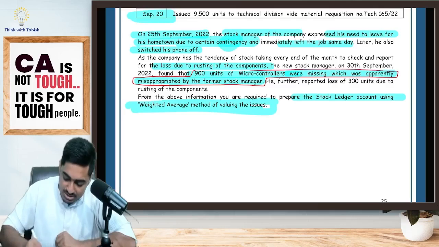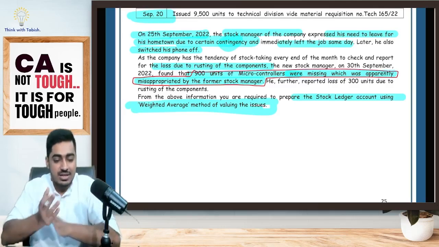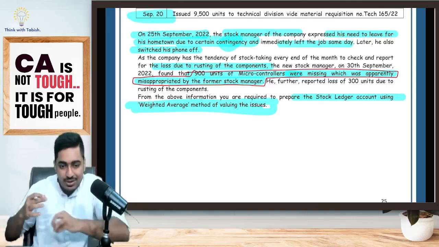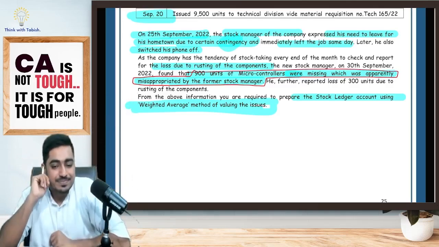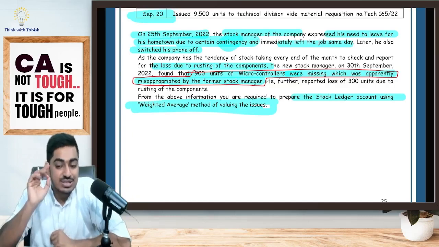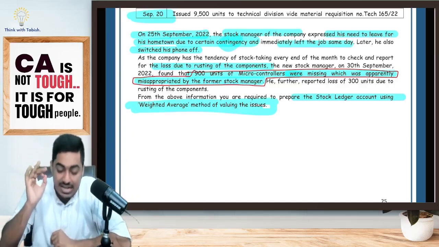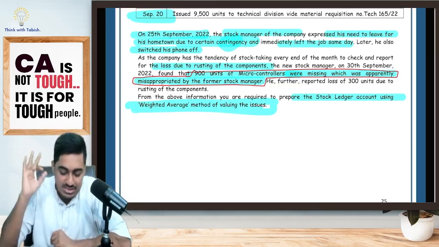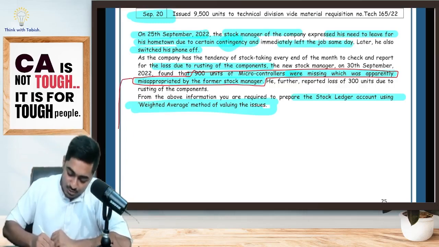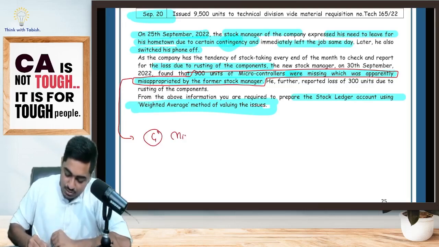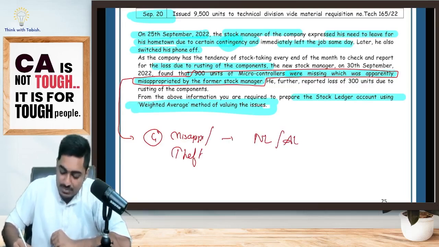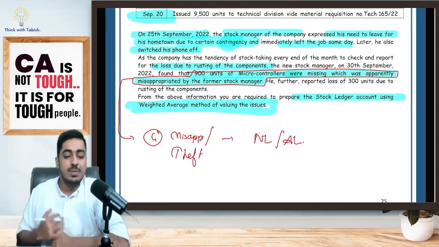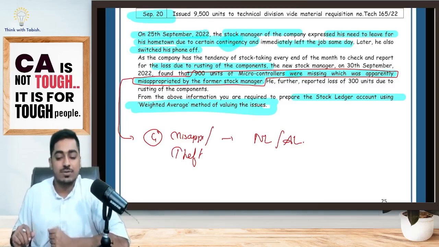Tell me, students. What our old stock manager did: he came one day, he took 900 microcontrollers, directly went home. Thereafter, he switched off his phone, left the job also. Now tell me, what is this? This is a shortage. This is a loss. Tell me, what kind of loss is this? Goods misappropriated, or goods theft by my stock manager. Is it normal loss or is it abnormal loss? Tell me, everyone. What kind of loss is it?